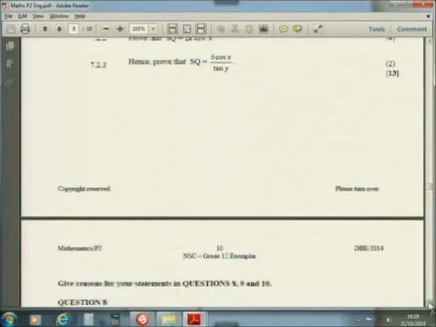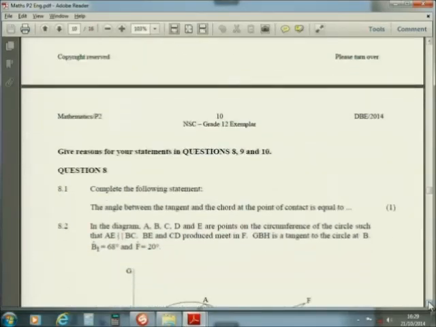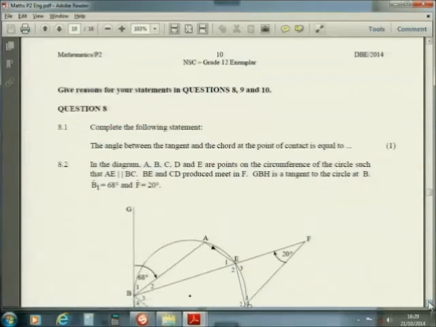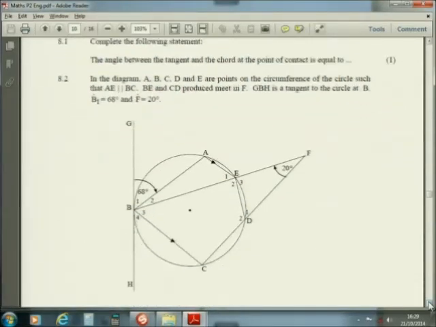The last part is Euclid geometry. Question 8, complete the statement. This you should be knowing your theorems. Here you are, 8.2. I'll maybe talk about this theorem only, this exercise, the rider only, and then you can also apply the understanding here to all others.